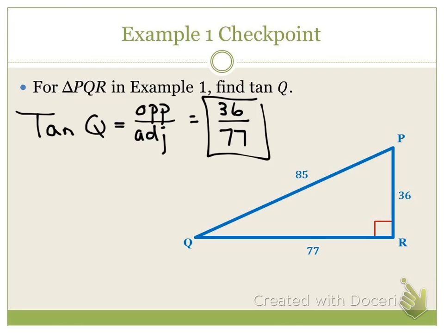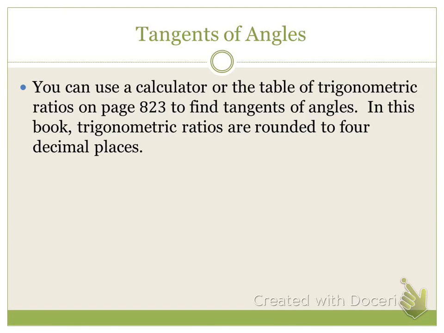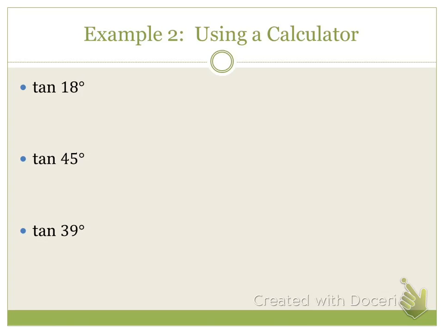All right, questions? Opposite over adjacent. Who got it right? Okay. All right, example two. Now in example two, you're going to use your calculator. Notice on the third row of your calculator, you see the tangent button, T-A-N. Go ahead and tap that button and enter the degree value, which is 18, and press equals.